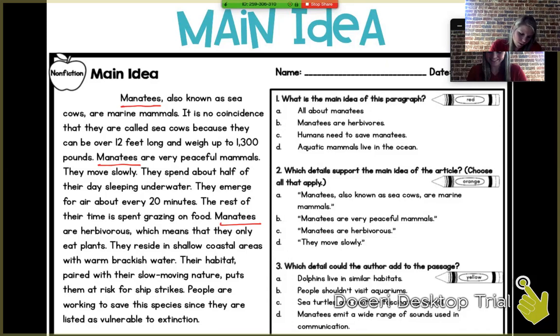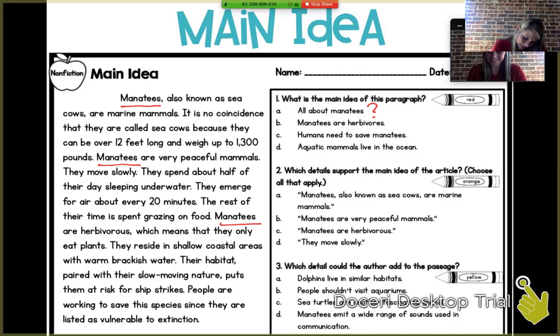It tells me how much they weigh, what they spend their days doing, what they eat, where they live. So I'm going to put a question mark here next to "all about manatees" because that might be our main idea. All right, let's look at B. B says manatees are herbivores.